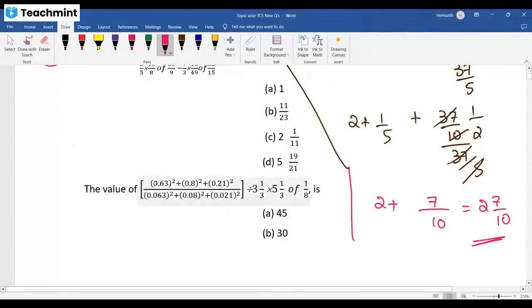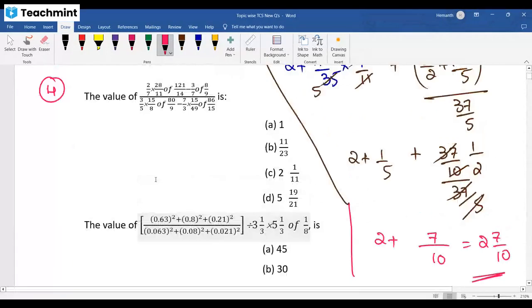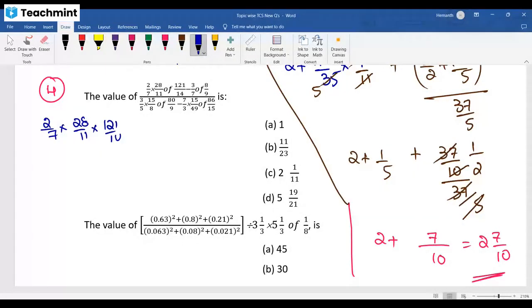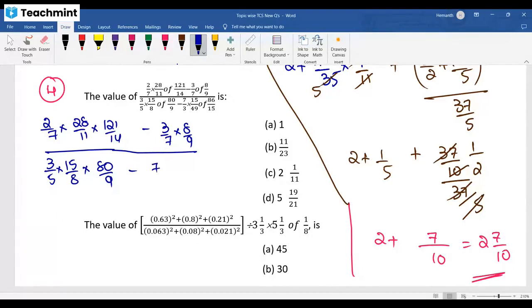Above one, then below one. Above one, you see, "of" means multiplication, we already mentioned. So 2 by 7, 28 by 11. "Of" means multiplication, 121 by 14. Then this is 3 by 7. "Of" means 8 by 9. Here 3 by 5 into 15 by 8. "Of" means multiplication, 80 by 9 minus 7 by 3 into 15 by 49.